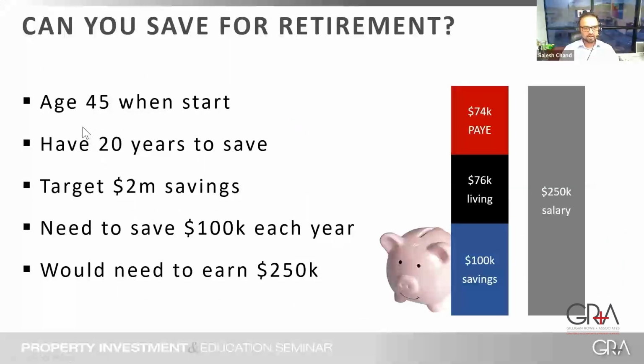Here's another example. You're 45 years old when you start saving. You have 20 years to save. Your target is $2 million. You need to save 100K a year, and that means you need to earn 250 grand. Now, if you earn 250 grand, you pay PAYE of 74,000. You pay 76,000 in living expenses. You get 100K savings. Now, I can tell you, I know a lot of people earning 250,000 a year, and they spend 250,000 a year. It's just human nature. As you earn more money, you spend more money.